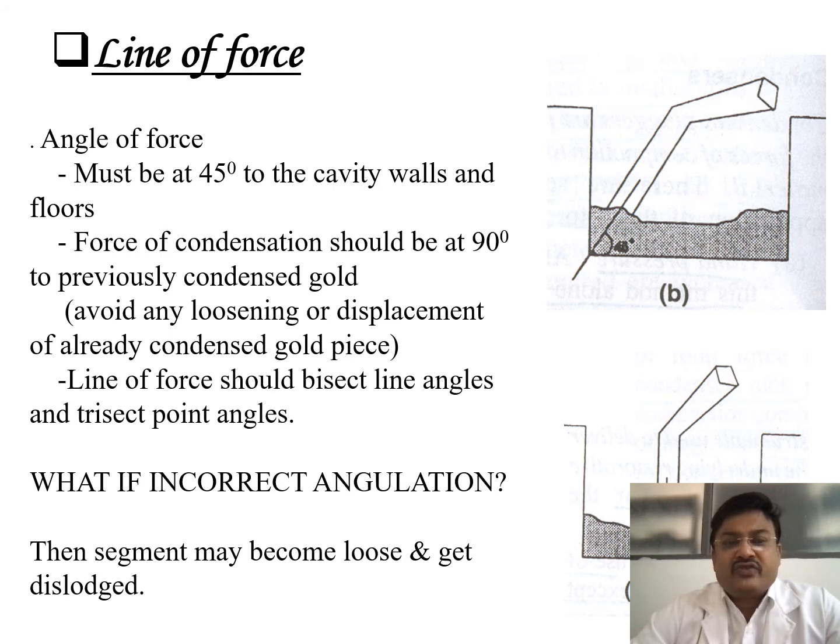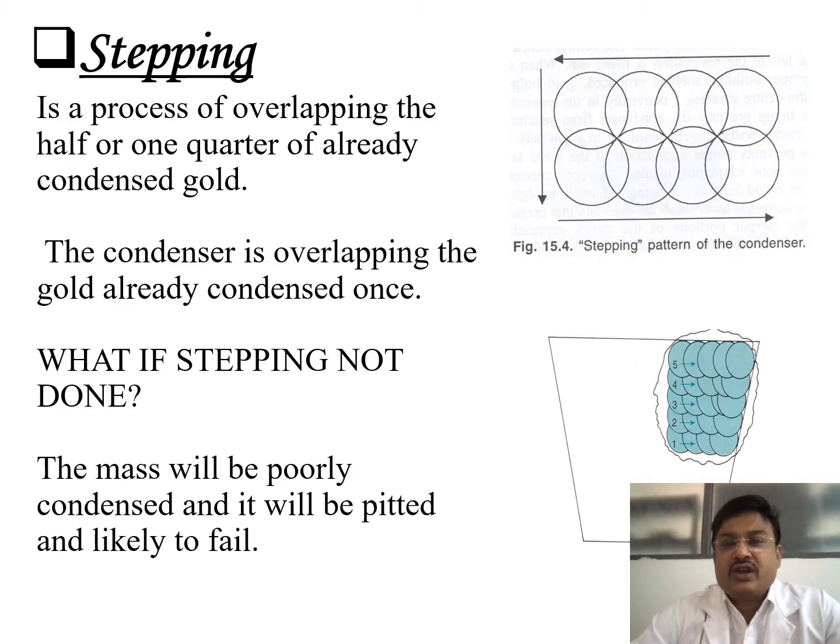The force of condensation should be at 90 degrees to previously condensed gold. Avoid any loosening or displacement of already condensed gold pieces. Line of force should bisect line angles and trisect point angles. What if incorrect angulation? The segment may become loose and get dislodged.